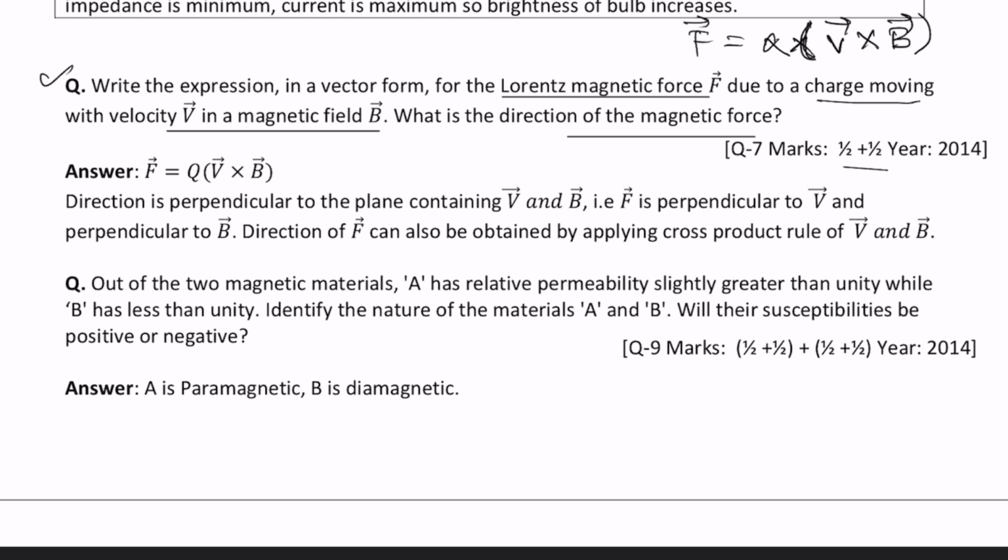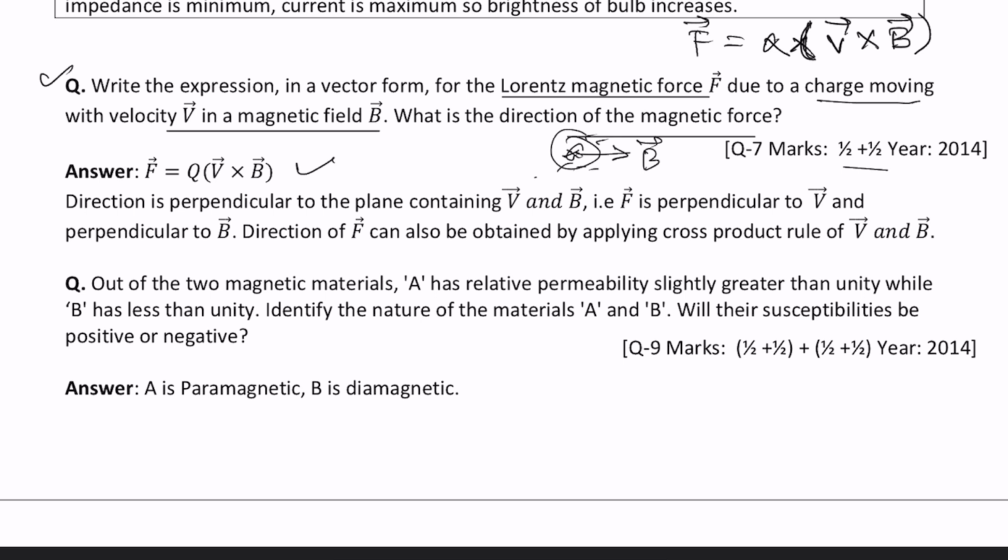So if we write the expression, a charged particle in motion is associated with a magnetic field because of its motion. Static charge means electrostatic force, but a charge in motion creates a magnetic field, and this will interact with the existing magnetic field vector B. So it will experience a force v cross B, where v is the velocity. Now if we want to find out the direction, we know how to find the direction of the cross product of two vectors.